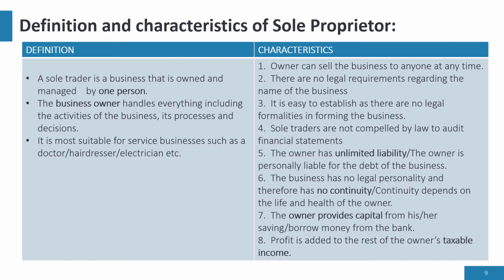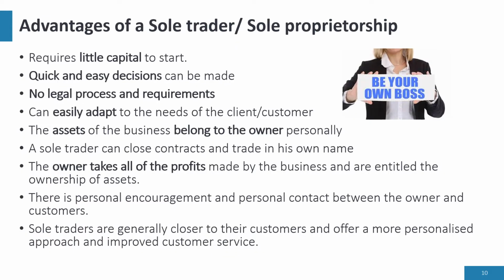The owner provides capital from his or her savings or borrows money from the bank. Profit is added to the rest of the owner's taxable income. So, in other words, the income that you receive from other sources that is taxable, your profit is also added to that, and that lump sum is taxed. Then, advantages of a sole trader.